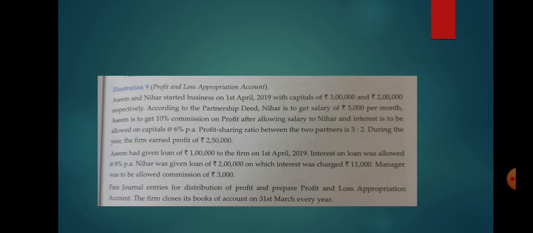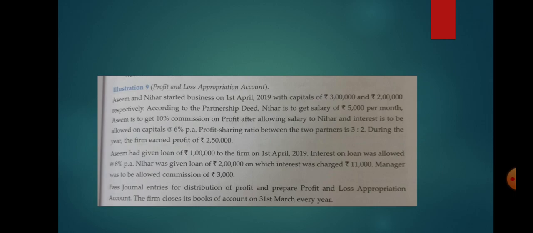Manager was to be allowed a commission of rupees 3,000. Pass the journal entries and distribute the profit amongst the partners, or say, prepare the profit and loss appropriation account. So dear students, how do we do the journal entries?